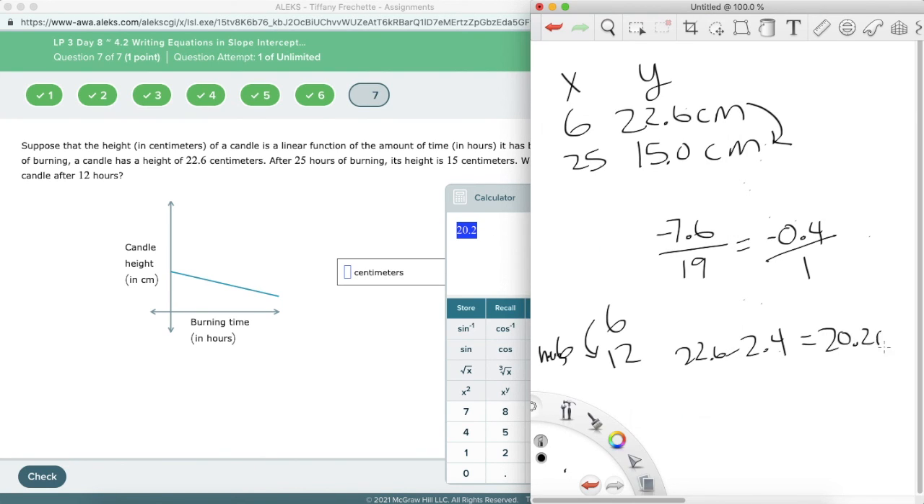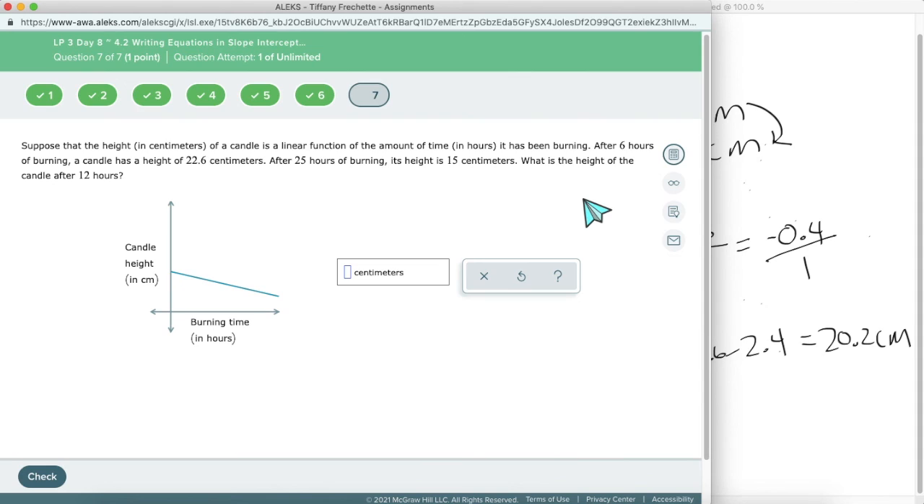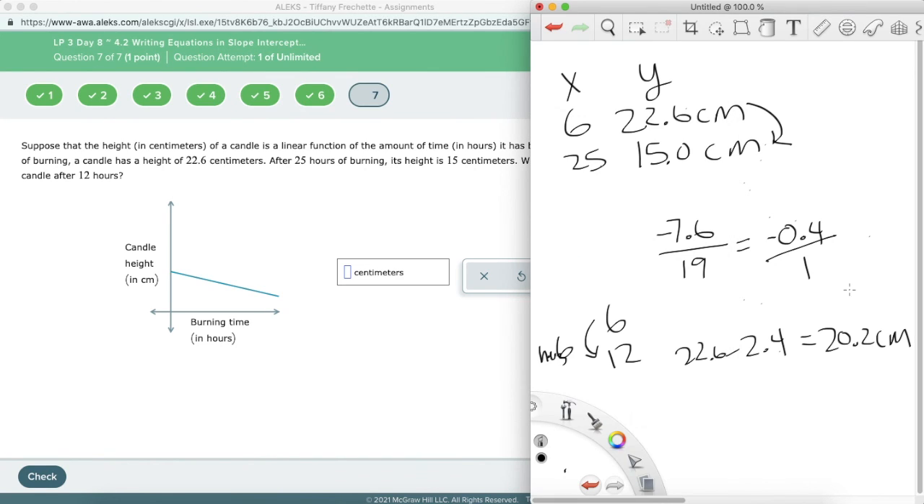So it's a little bit of manipulating going around. We have to think about that. How do I know where to start? I can go back to that 6-hour mark and say, okay, how many more hours have I burned from 6 to 12 hours? 6 hours there, right? 6 plus 6 is 12. And if I know every single hour goes down 0.4, I can just go from my 6-hour mark and subtract the 2.4 that is burned in those 6 hours.